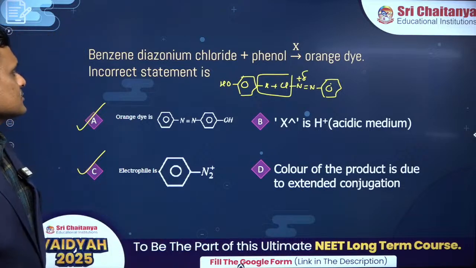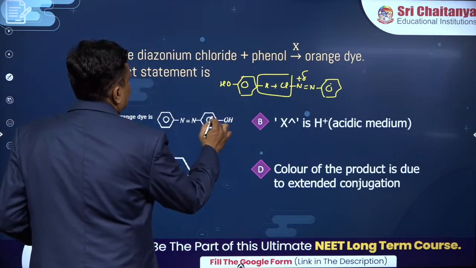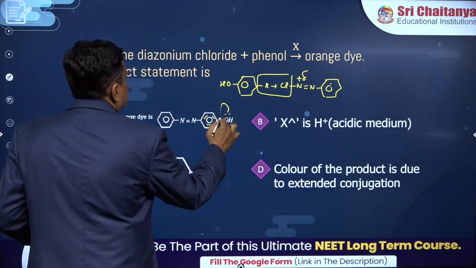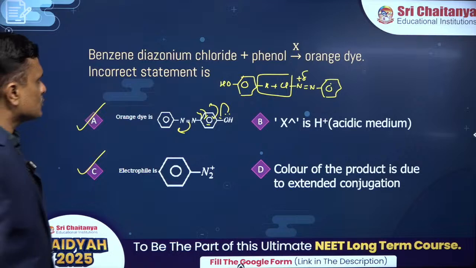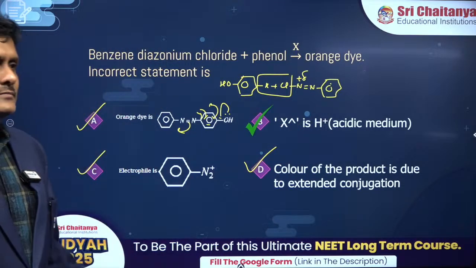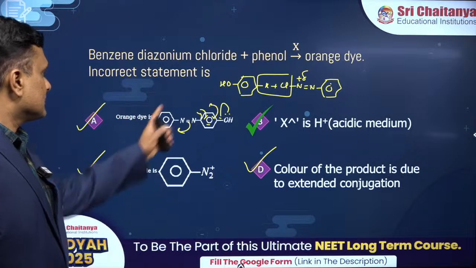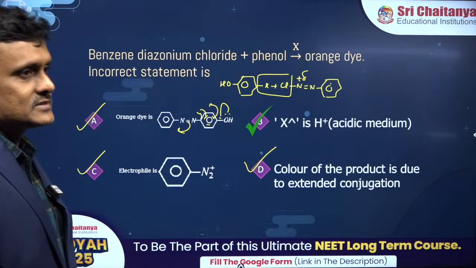Then color of the product is due to the extended conjugation. What a brilliant statement, right? Extended conjugation will be obtained here, right? Extended conjugation is making it appeared colored. That's true. All right. So that's it. You got the answer. Right answer is B. Rebecca got it right. Priya, you made a mistake.